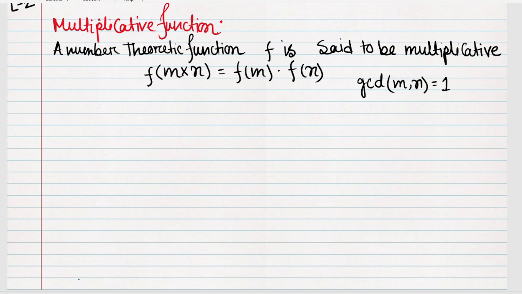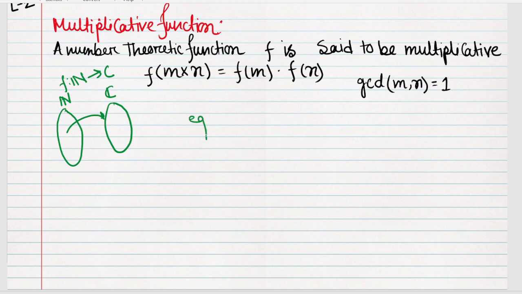Here we have to define the multiplicative function. A number theoretic function f is said to be multiplicative if f of mn equals f of m dot f of n. So if we take an example, whatever we take during our understanding of arithmetic functions, the domain is the natural numbers. If there is a function from natural numbers to complex numbers, we can take this as an example. Then suppose we can also say, for example, that f of 1 equals 1. This is a number theoretic function.